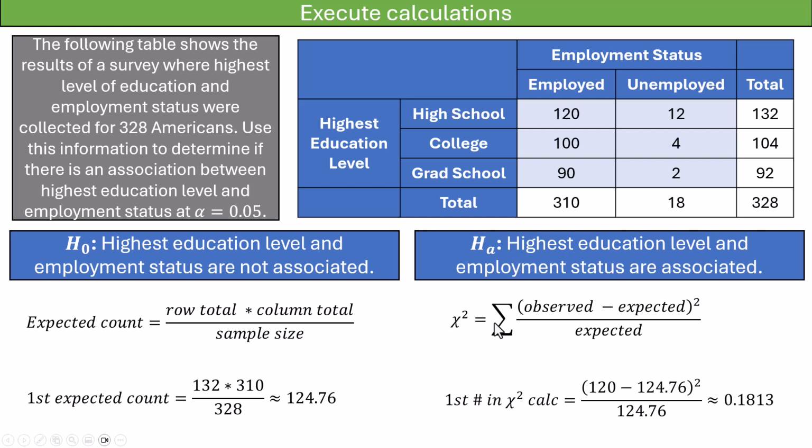I'll just show you how this would be done for the very first value. We would take the observed value, which is 120. We would subtract the expected value, which we just calculated over here. We would square that result, and then divide by the expected value, which is 124.76. And that would give us approximately 0.1813. We would do this 5 more times for the 5 other cells inside the table, add those all together, and that would give us what is called the chi-square test statistic.